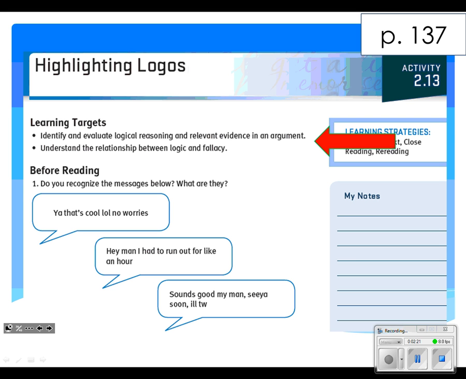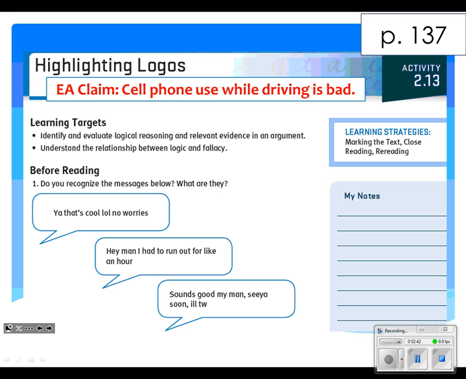All right, so with this activity, we're going to have two practices here. First is looking for relevant evidence, and secondly, the difference between logic and fallacy. All right, so step one, before we move on, right below the title of our activity, 213, I want you to go ahead and write down this note for yourself. The claim for our embedded assessment.